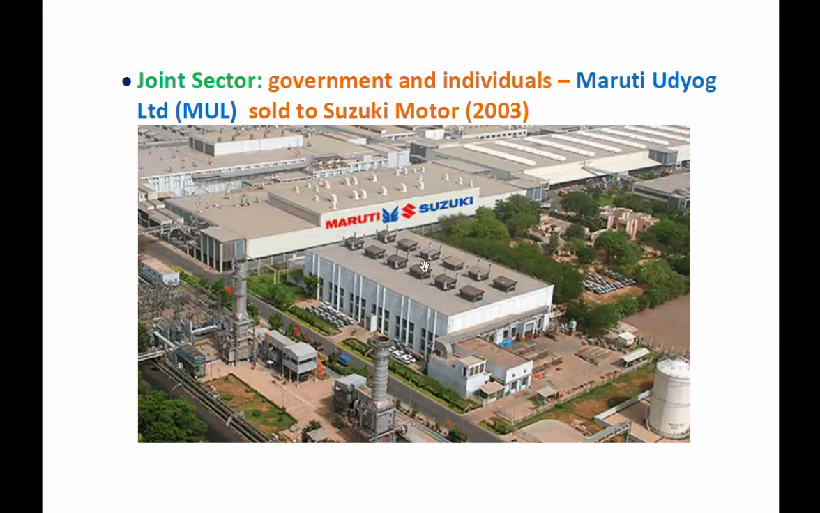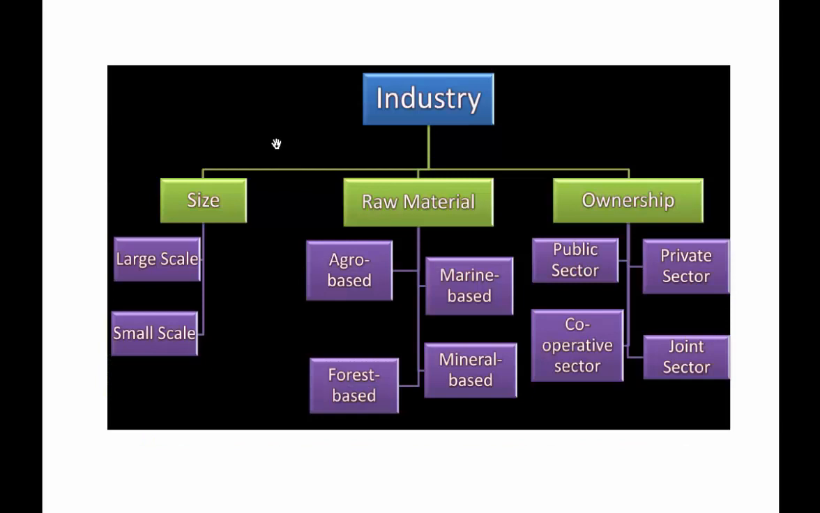All right. So I'm sure you have got some of the important points from this topic. Once again, industry is classified into three categories on the basis of size, raw materials, and ownership. On the basis of size, large scale industry and small scale industries. On the basis of raw material used by the industry, agro-based industry, marine-based industries, forest-based industries, and mineral-based industries. On the basis of ownership, public sector, private sector, cooperative sector, and joint sector industries.